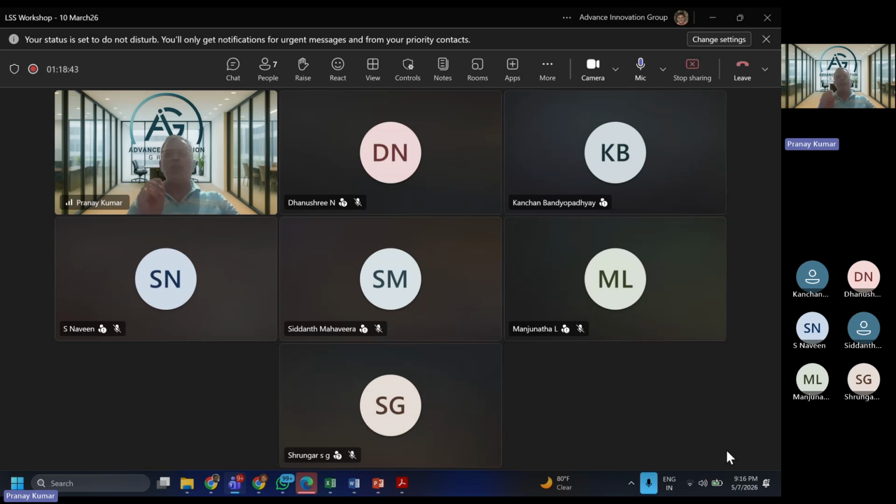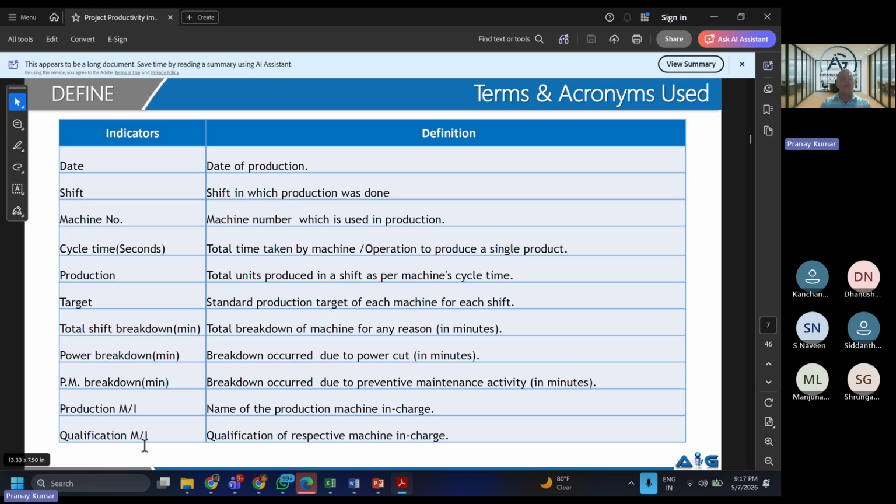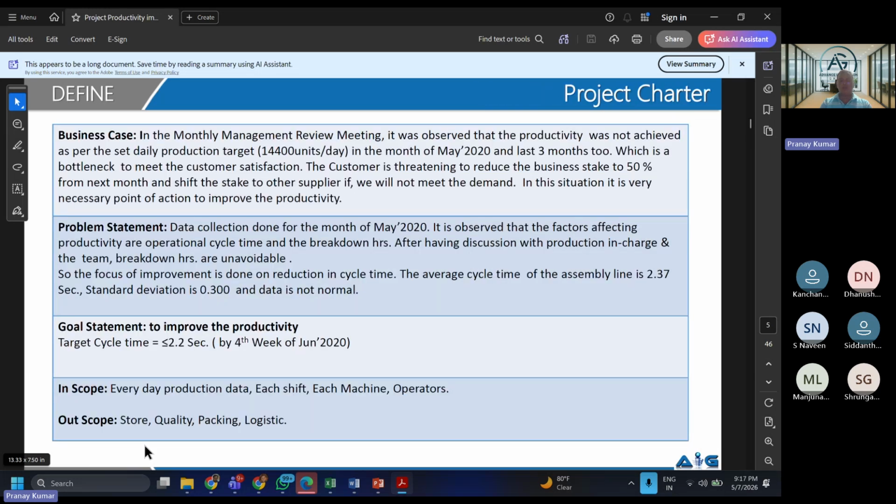When you are quoting dates for anything, Kanchan, the leader wants to know the basis of your dates. You tell me that I will be able to do this in 4 days. Guesswork doesn't work. Guesswork gets you into trouble. So as a leader, when you tell me that, sir, I will be able to complete the project, let's look at this. You are saying that by 27th June, I'll be able to do my milestone 5. Milestone 5 is the control phase.